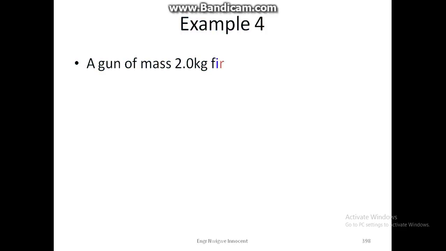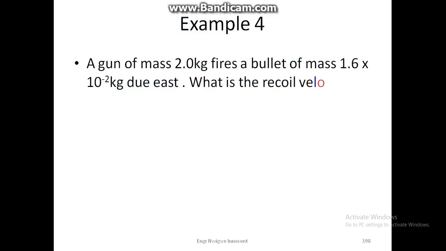Example 4. A gun of mass 2.0 kg fires a bullet of mass 1.6 times 10 raised to power minus 2 kg due east. What is the required velocity of the gun?